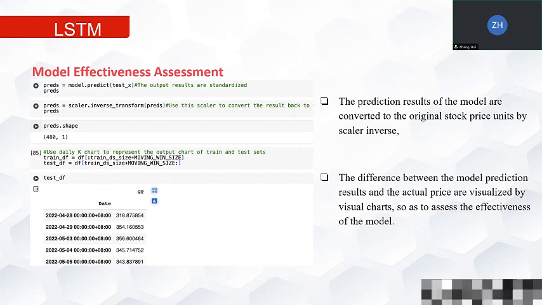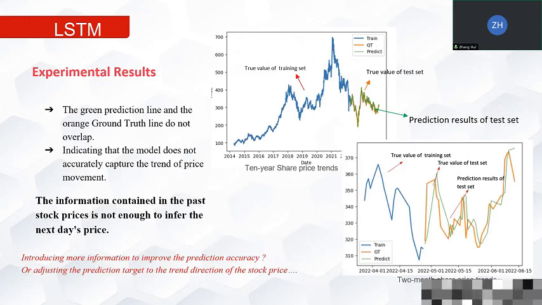Next page. Next. Here are our results. You can see the prediction line and the ground truth line do not overlap, which means the model doesn't capture the trend of the price movement. So the information contained in the past stock prices is not enough to infer the next day's price. Next, my partner will introduce how we can use the MLP model to make some improvements.